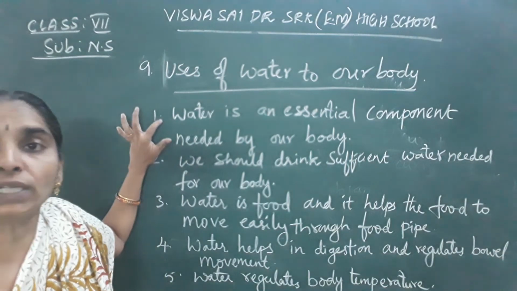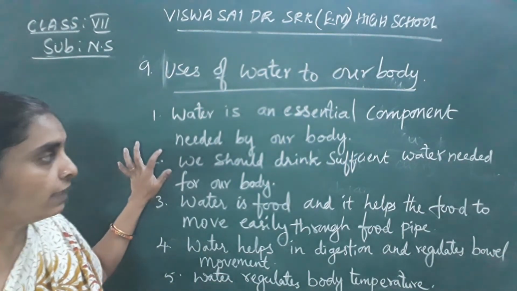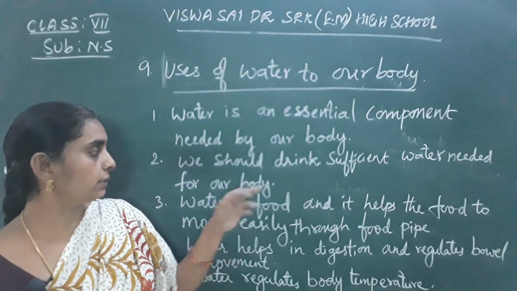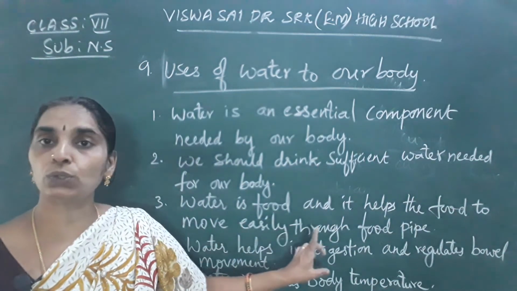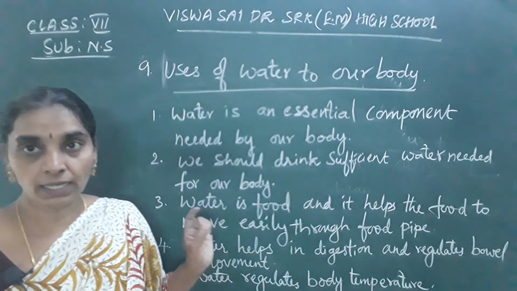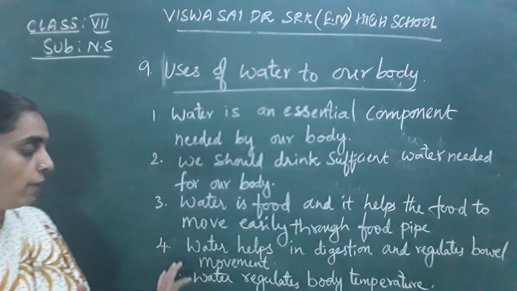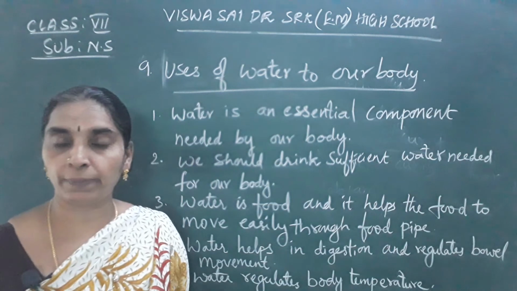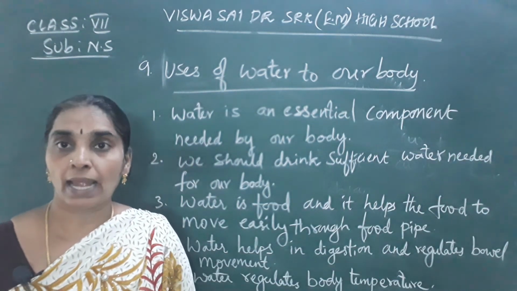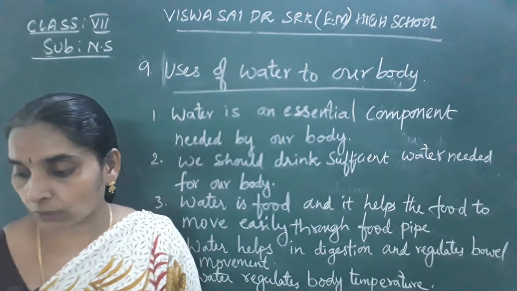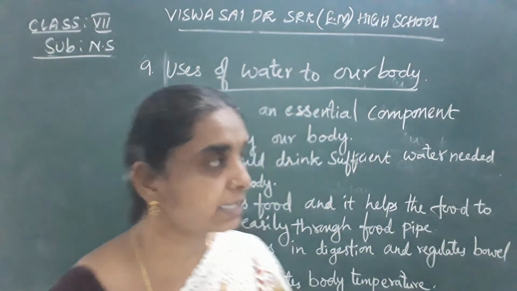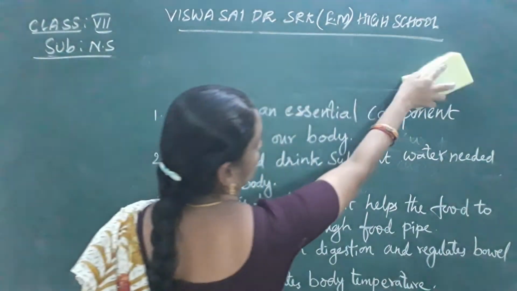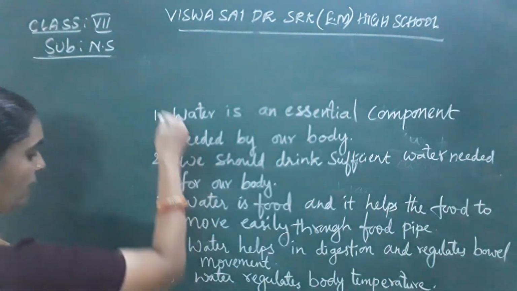See, children, here. Water is an essential component needed by our body. We should drink sufficient water needed for our body. Water is food. It helps the food to move easily through the food pipe, and water helps in digestion and regulates the bowel movement. Water regulates the body temperature. It carries the waste out of our body in the form of urine and transports the nutrients to the cells. So the 6th point to note down, children, uses of water for our body.